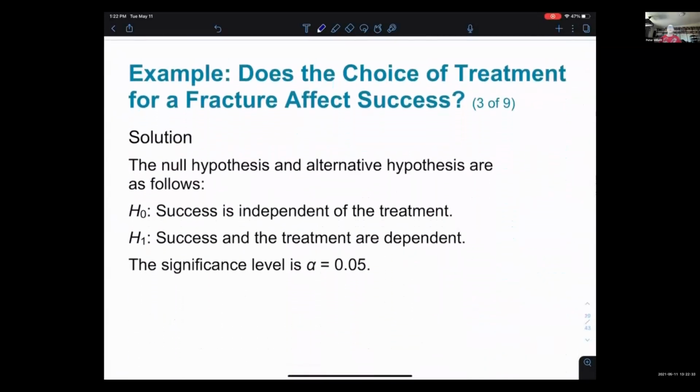So the null hypothesis will always be that the variables are independent. In this case, success is independent of the treatment. And the alternate hypothesis is that there's some dependence, that success and the treatment that you get are dependent. And we're using a significance level of 5% to test that.